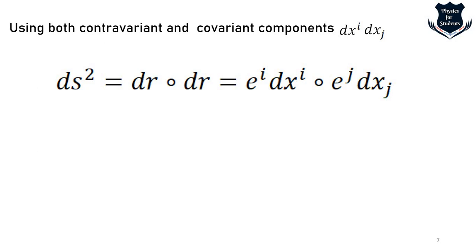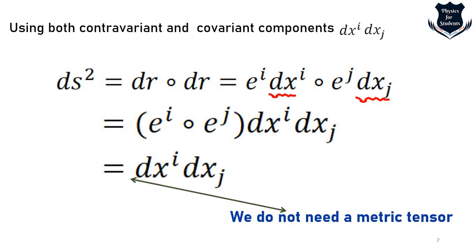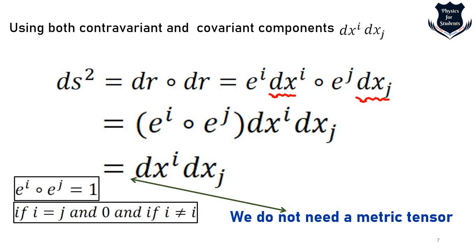Now we can use both, right? We can use both contravariant and covariant components. You see the contra and co, I have underlined it in red. So it comes to this and this. And as you see, we do not need the metric tensor if we put these values, right? This is why we don't need the metric tensor. This is laid out there. So let us go to the next part so that we can understand.